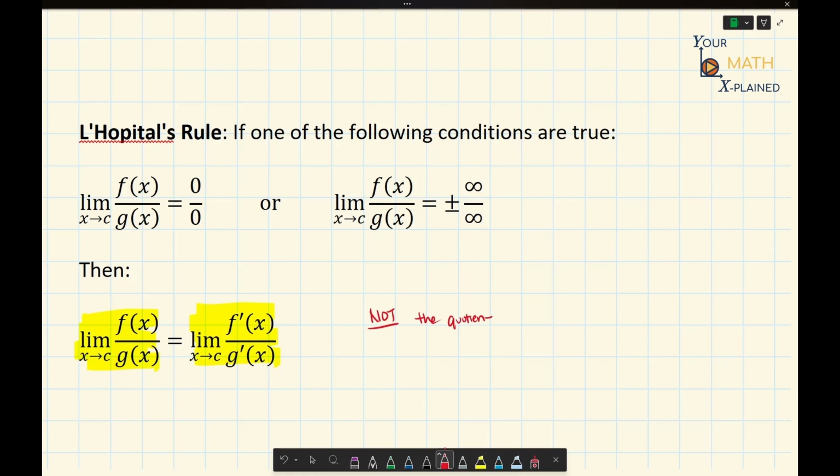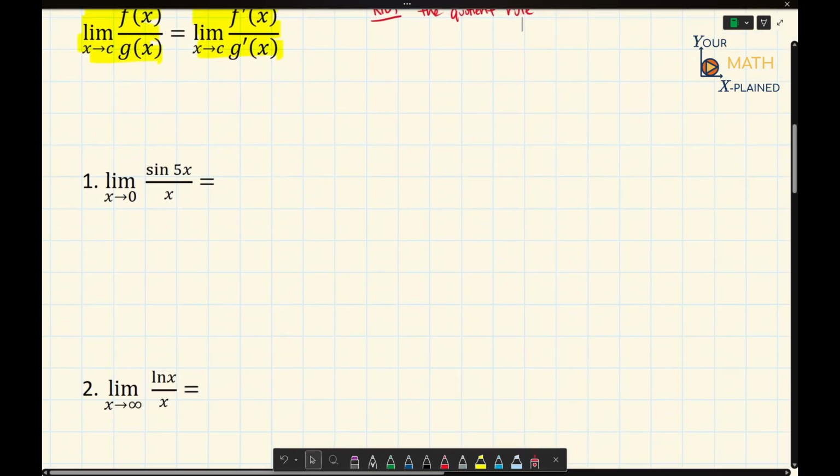So remember how before we talked about the quotient rule, which was when we take the derivative of a function and it's a quotient, it's f prime times g minus f times g prime over g squared. But here, we're not trying to take the derivative of the quotient f of x over g of x. We're just trying to find the limit. And we're taking the derivative of the top and the bottom separately. So let's take a look at how we actually use this.